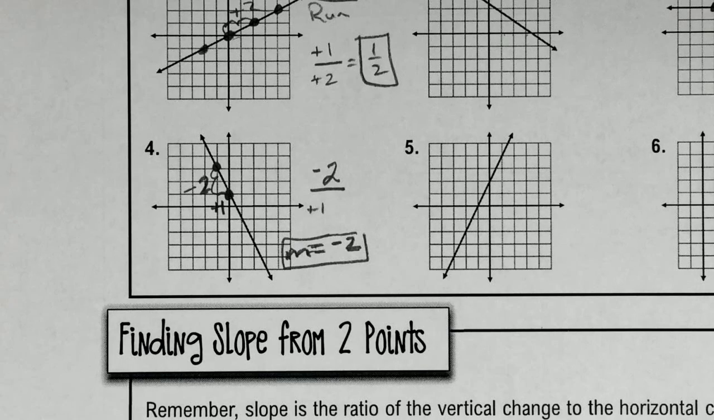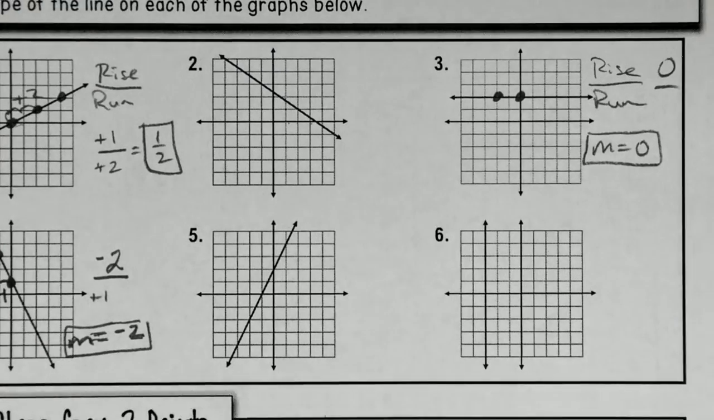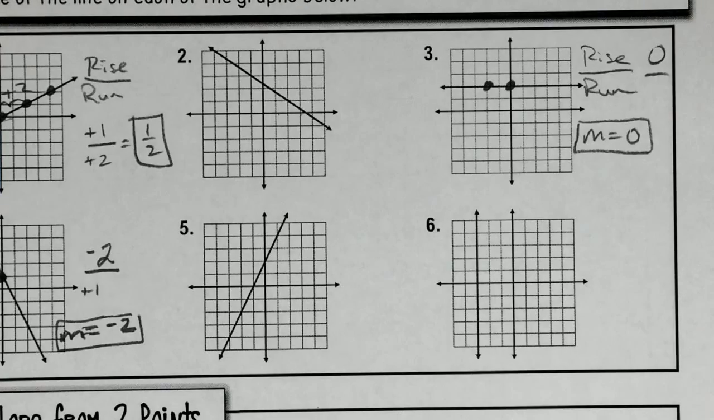Yeah. Okay, amazing. I've got 3 left. I've got 2, I've got 5, and I've got 6. My question for you is, which one of those has an undefined slope? Why? Because it's straight. Okay, it's vertical. Any vertical line has an undefined slope because in your denominator you have 0, right?